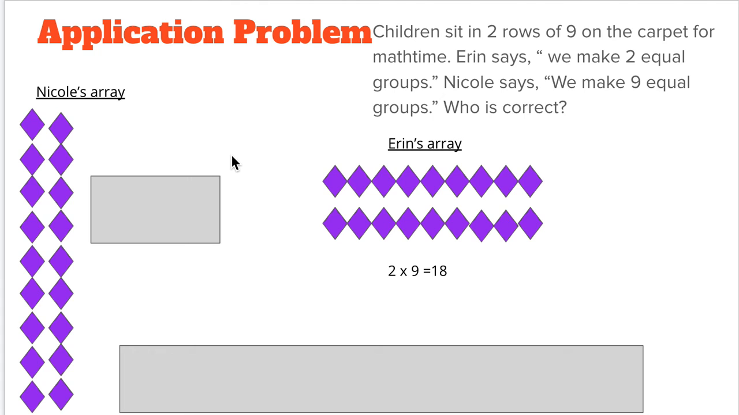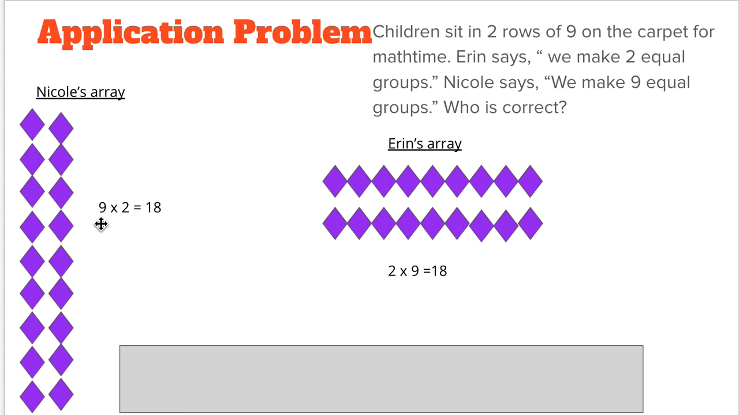So now let's see what Nicole did. Nicole took this array and flipped it over. So we know that with multiplication sentences, we can make 2 sentences with the same answer, but they look different. Remember, we can switch these 2 numbers. So that's what Nicole did. She took her 9 and her 2 and flipped it just like Aaron.